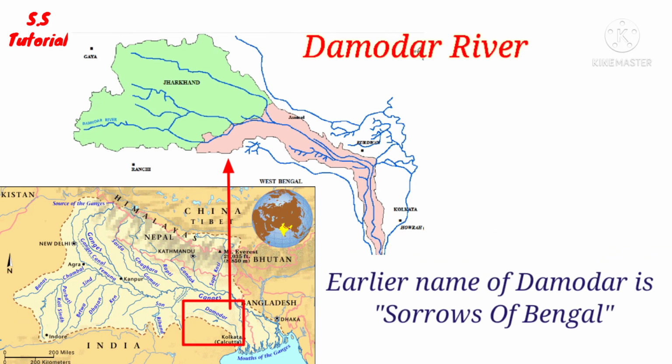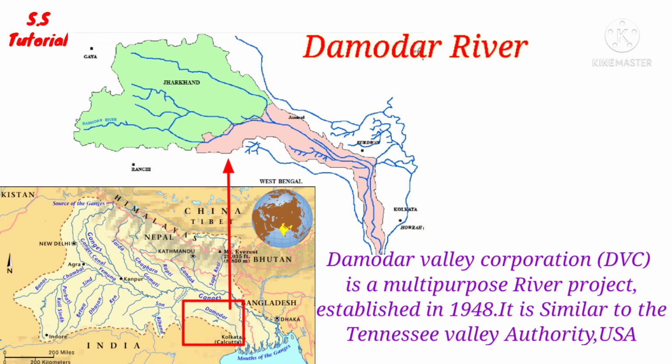The river Damodar was earlier named as Sorrow of Bengal, as it flooded frequently over many districts of West Bengal. The Damodar Valley Corporation was established in 1948 to control flood, irrigation and supply for industrial and domestic use, generation, transmission and distribution of electrical energy and so on.